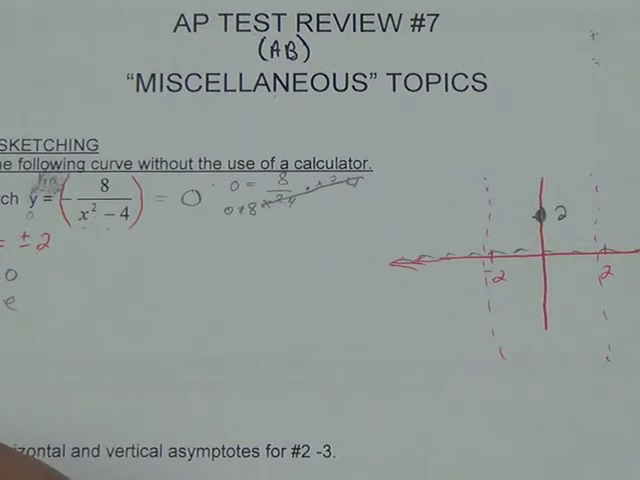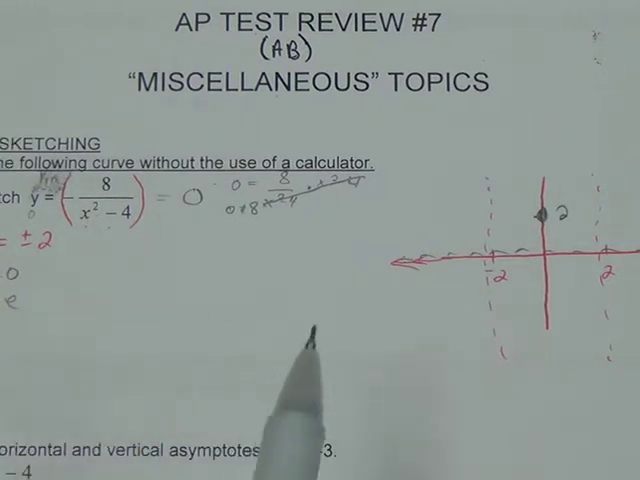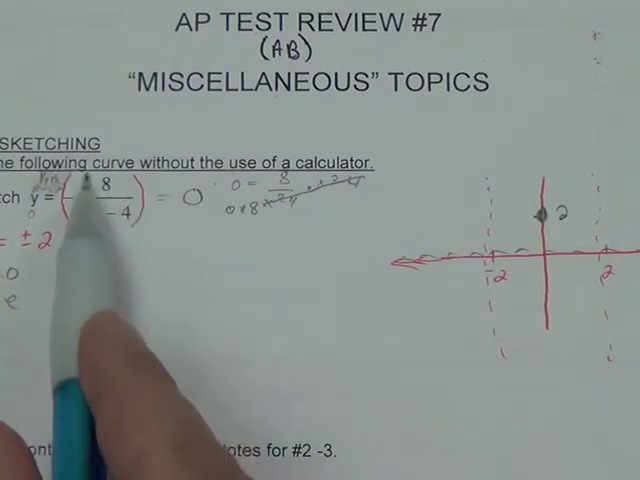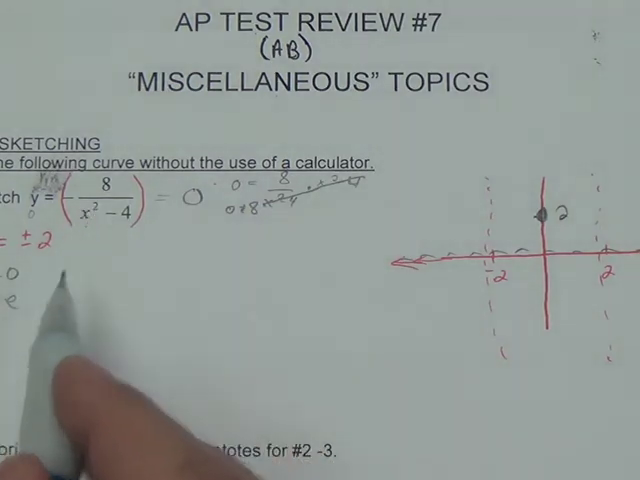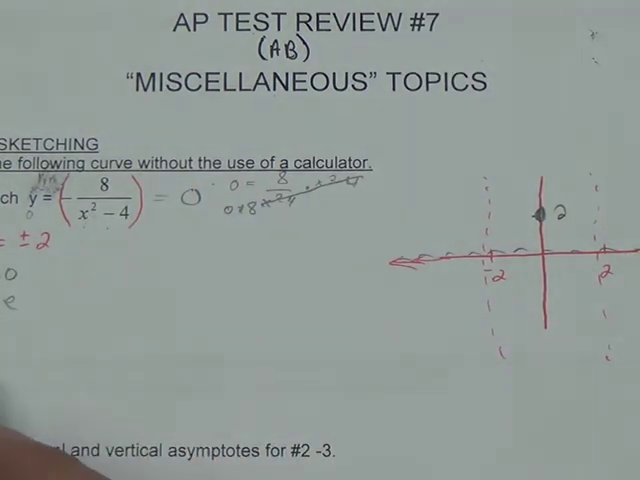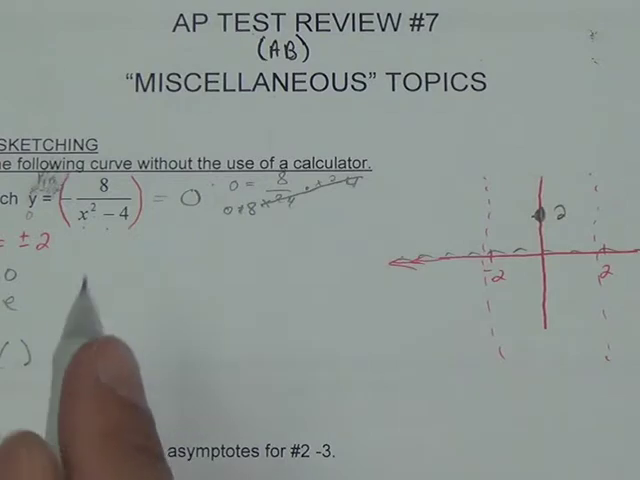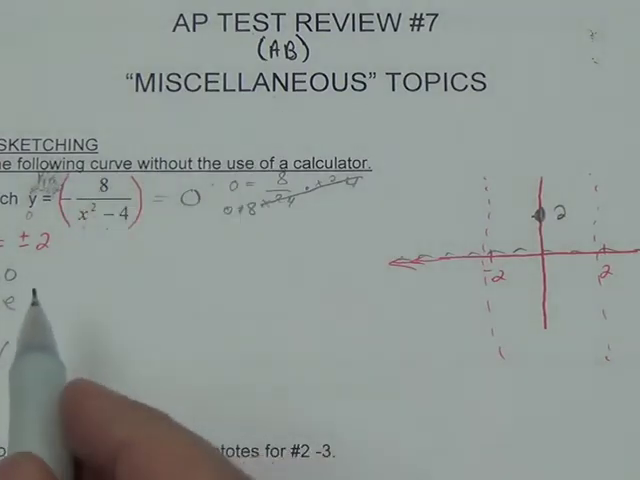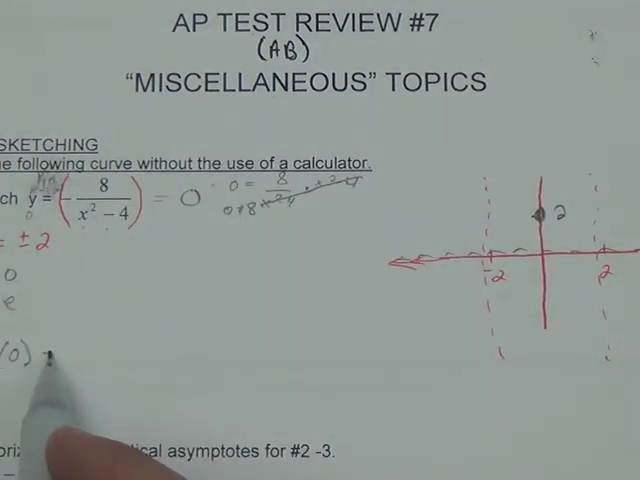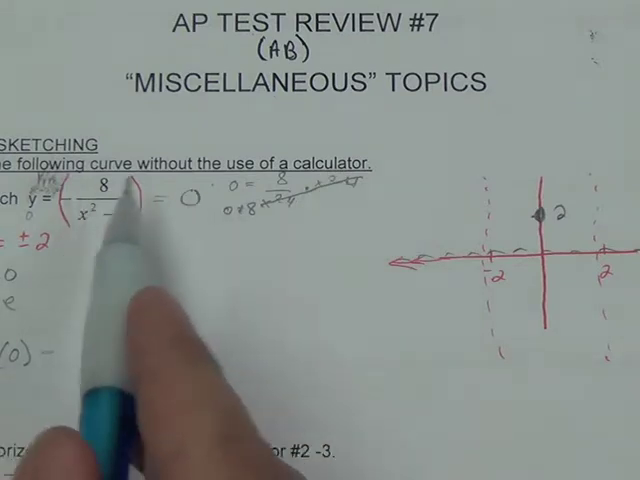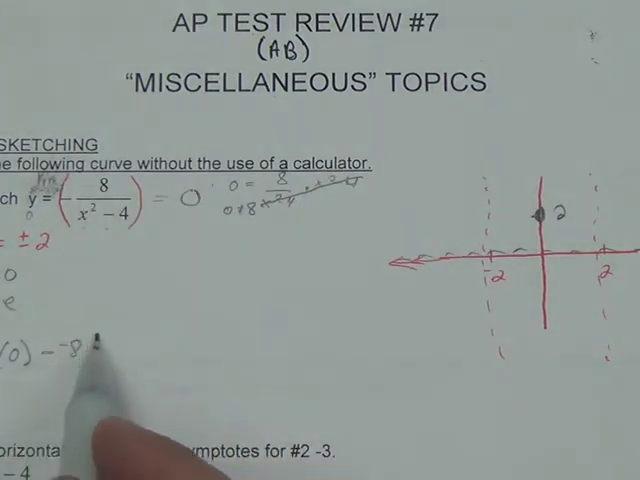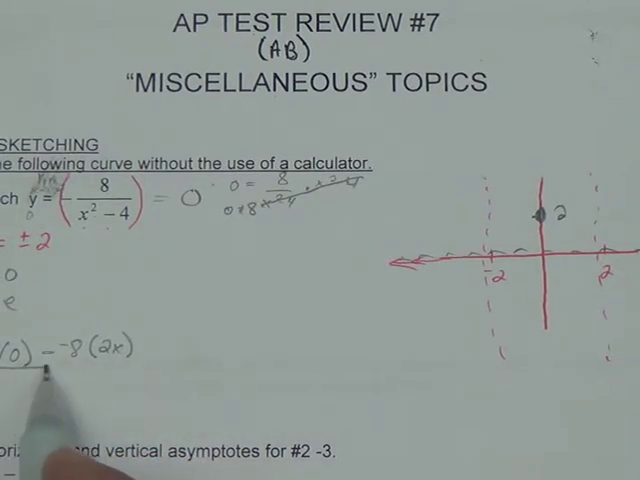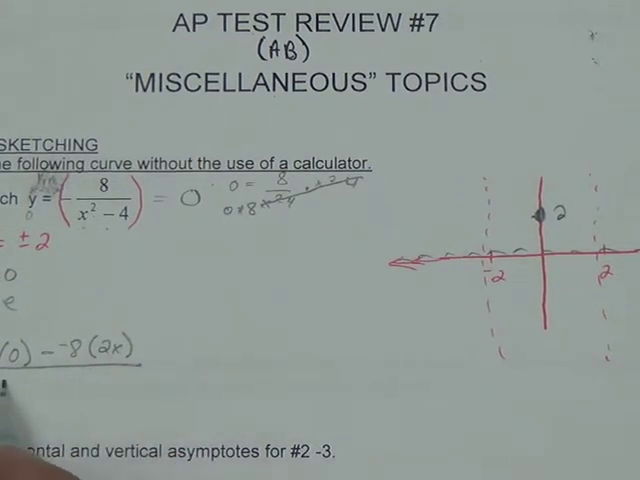Critical points are when your first derivative is either 0 or undefined. So we need our first derivative. It's a quotient, so we'll do the quotient rule. You're going to do your denominator times the derivative of your top, the derivative of -8, which should be 0. And then you would subtract the numerator, which is -8, times your denominator's derivative, which is 2x. All that gets divided by your denominator squared.